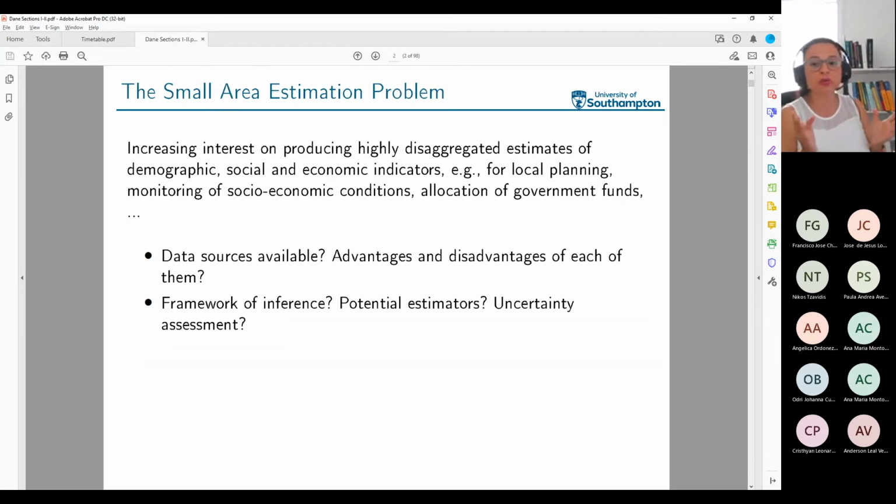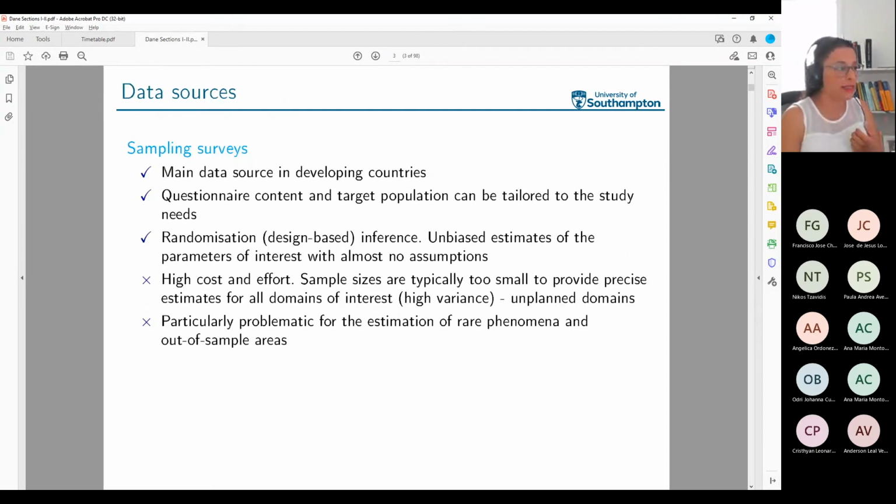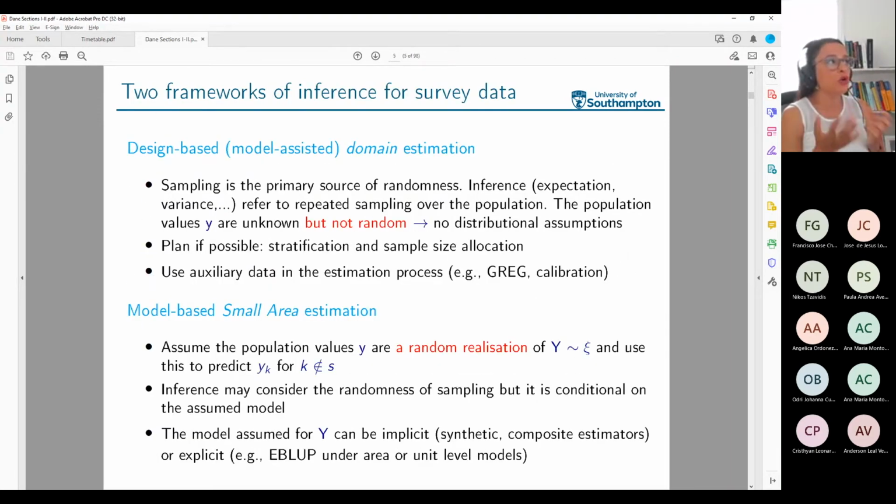I was talking about two big things that we need to talk about when we talk about the small area problem. One of them, what are the data sources available and what are the advantages and disadvantages of each one of those data sources that we have available for estimation. And the second one may be something that people are less familiar with, which is the framework of inference. And depending on that, which potential estimators can you choose and how do you perform the uncertainty assessment? So let me go to talk about that.